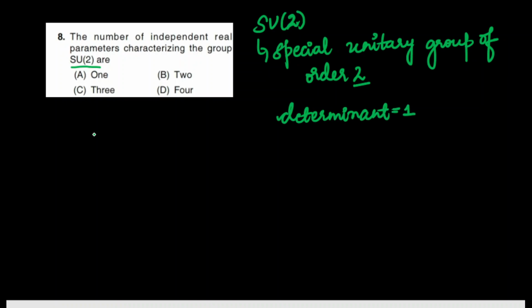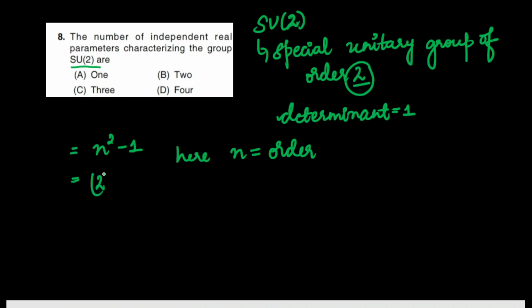Now we have a direct formula to find the number of independent real parameters characterizing the group SU2, which is n square minus 1. Here n represents the order. We have order 2. Now substitute here. It will be 2 square minus 1. 2 square is 4, minus 1. The answer we are getting is 3.